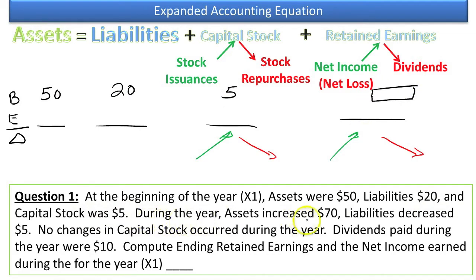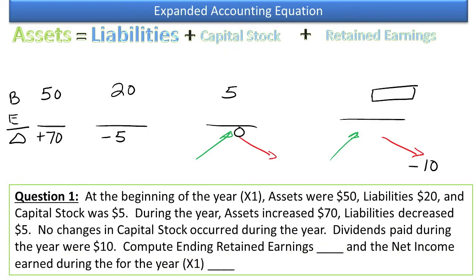During the year, assets increased 70. Liabilities decreased 5. No changes in capital stock occurred during the year, so no net changes. They could have had some increases and decreases, but they exactly offset, so there are no changes. Dividends paid during the year were $10. Compute ending retained earnings and the net income earned during the year X1.